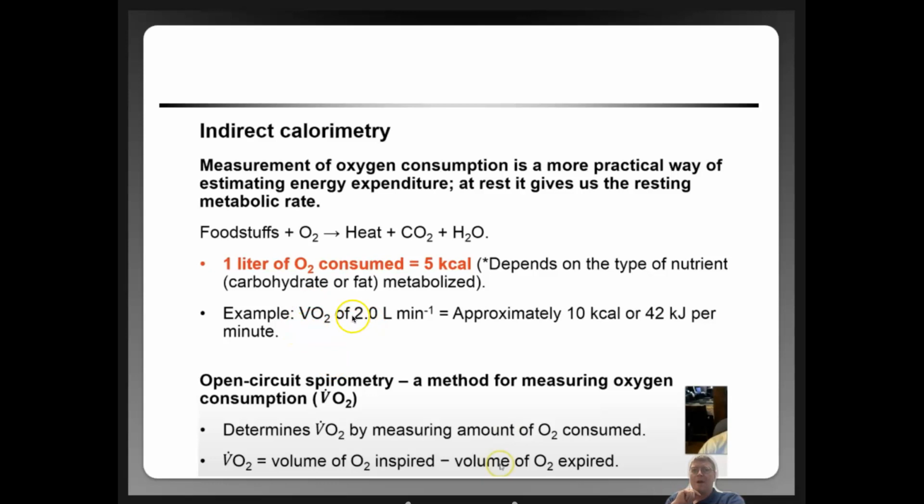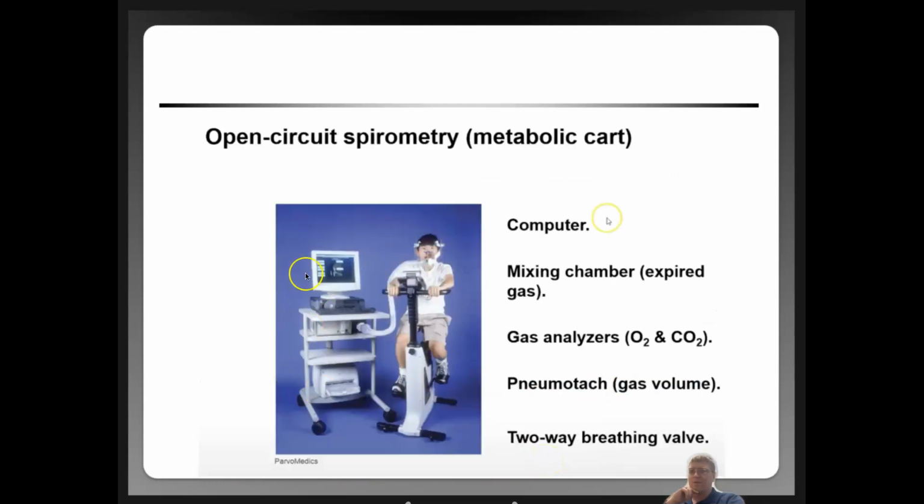So for example, if you have 2 liters a minute of oxygen consumed, that's approximately 10 kcals, and you could even convert that further to kilojoules if you really want to get super, super technical. So your open circuit spirometry, otherwise known as a VO2 machine, is the method for measuring that oxygen consumed, inspired, and expired. So here's what that could look like. That's a little nicer version than ours is. Ours makes a nice little printout. We don't get the cool screen to see everything at the same time.